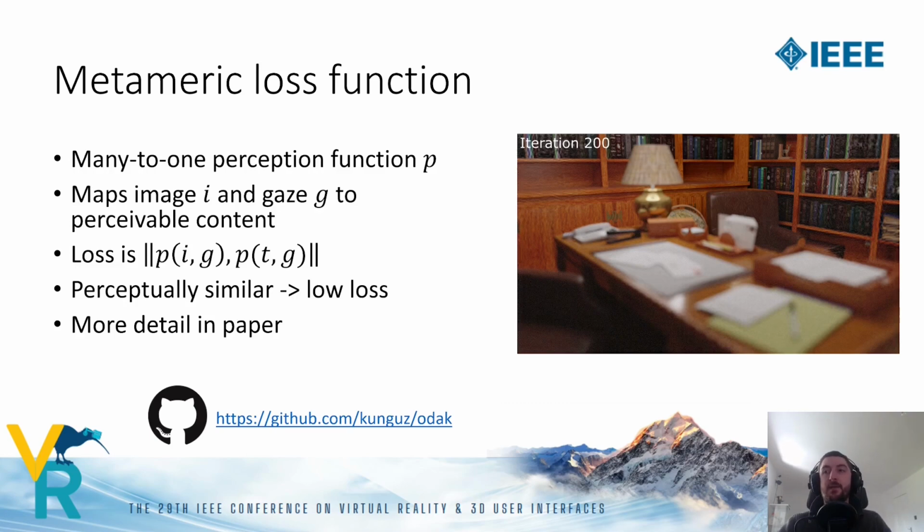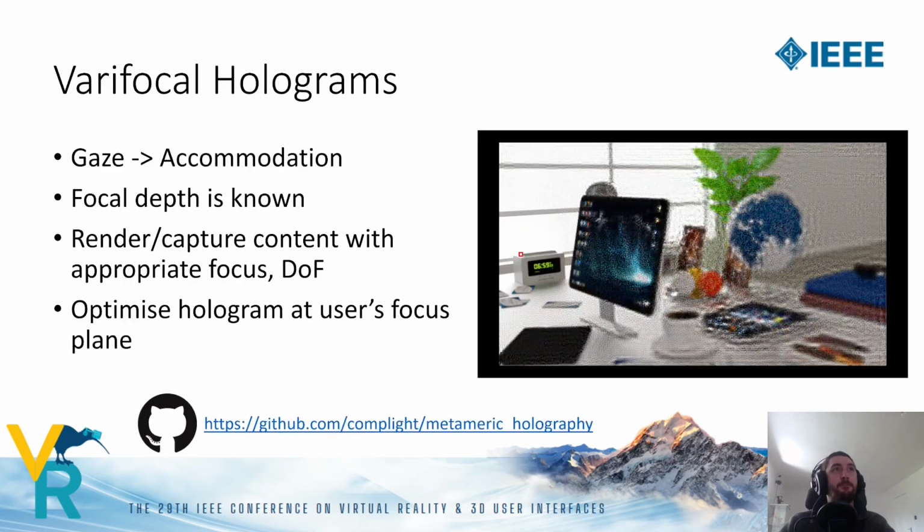Briefly, our loss function uses a many-to-one perception function which models pooling given the current gaze location. To compute a loss value, we apply the perceptual function to the current image I and the target image T. The loss is then computed in the perceptual space. Perceptually similar images map to nearby points in this space, resulting in low loss values. For more detail on the perception function, please see our paper. The Metameric loss code is also available on GitHub.